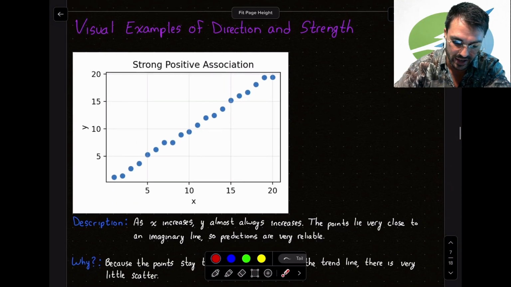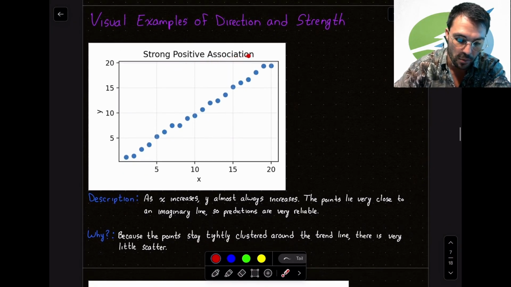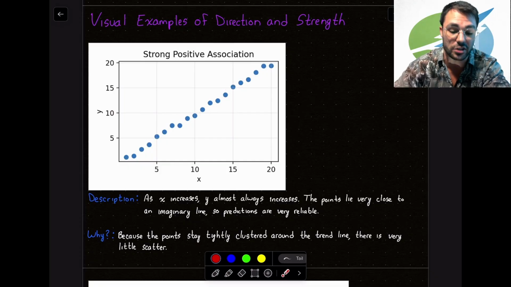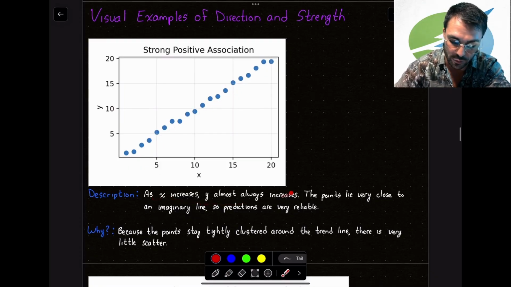So here is an example of a strong positive association. The direction is positive. As X increases, Y also increases. It generally goes up from left to right. And it's strong because the points are so close together going this way. This is almost a straight line. And that's what we write over here.